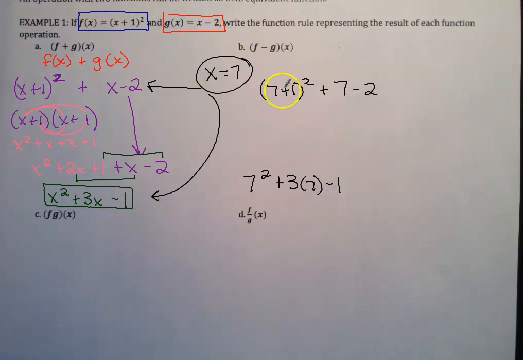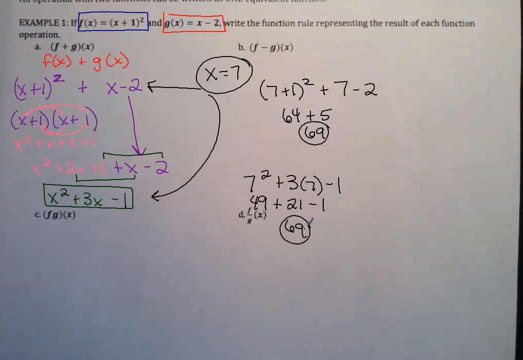Okay. So 7 plus 1 squared is 64 because it's 8 squared. Then let's go ahead and do 7 minus 2. 64 plus 5, 69. All right, 7 squared is 49 plus 3 times 7 is 21 minus 1. So 21 minus 1 is 20. 49 plus 20 is 69. Do you like my mic drop?